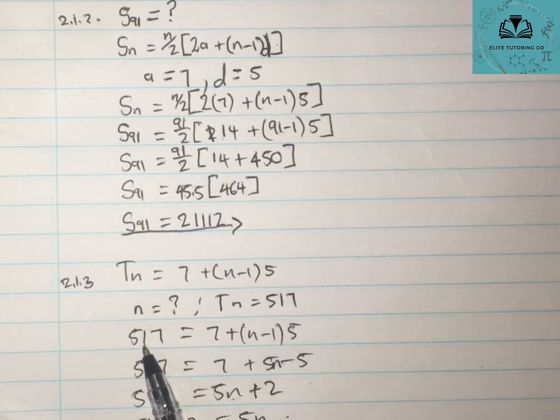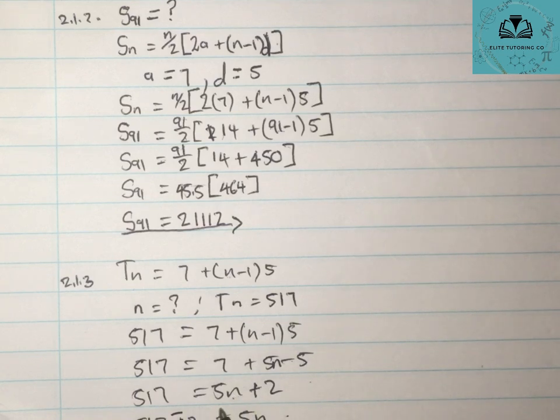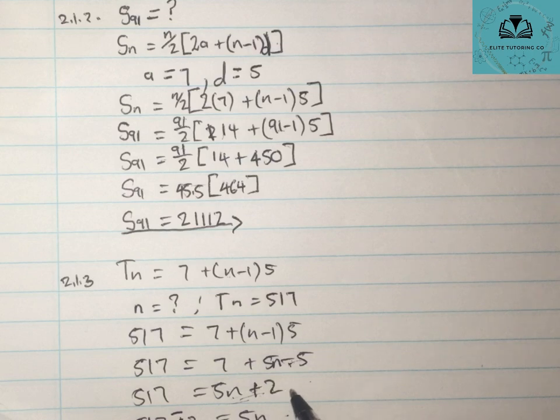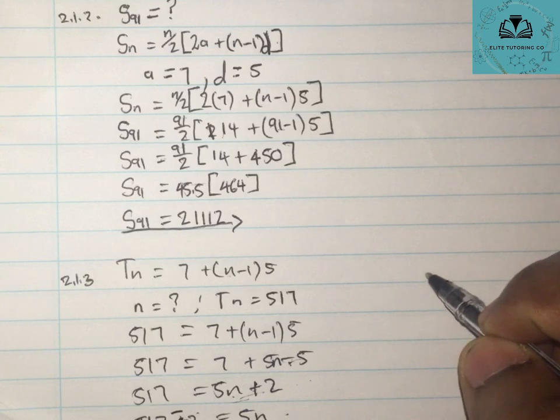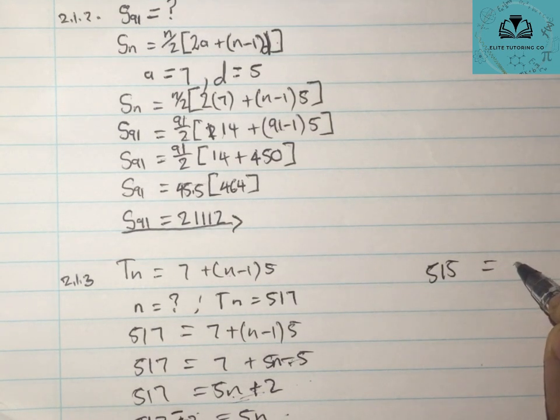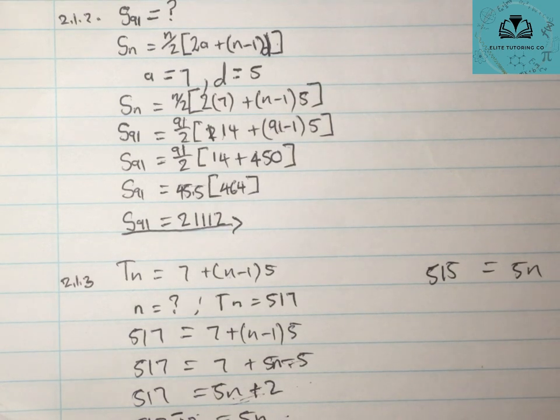Now after substituting that Tn value, we are going to solve for the n value. So of course we manipulate this side of the equation. We get minus 5 there, we get plus 2 here, minus 5 plus 7 is plus 2. Then you make n the subject of the formula. That means that you take the plus 2 out. That means you minus that side by 2, you get 515, and 517 minus 2 gives 515 on this side, equal to 5n. Then you divide both sides by 5.